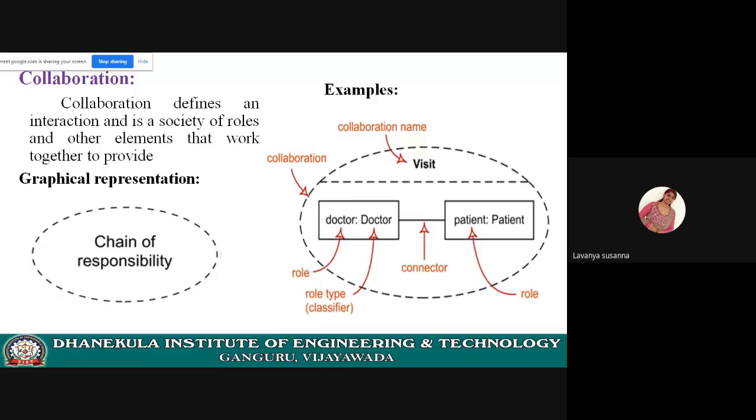Next, collaboration. Collaboration means communication, right? Here, collaboration represents communication between the classes and the roles, which exhibit some behavior. Why are they communicating? To exhibit some behavior, some functionality, right? Let us see how to represent it graphically. Graphically, this collaboration is represented using an oval symbol with dashed lines.